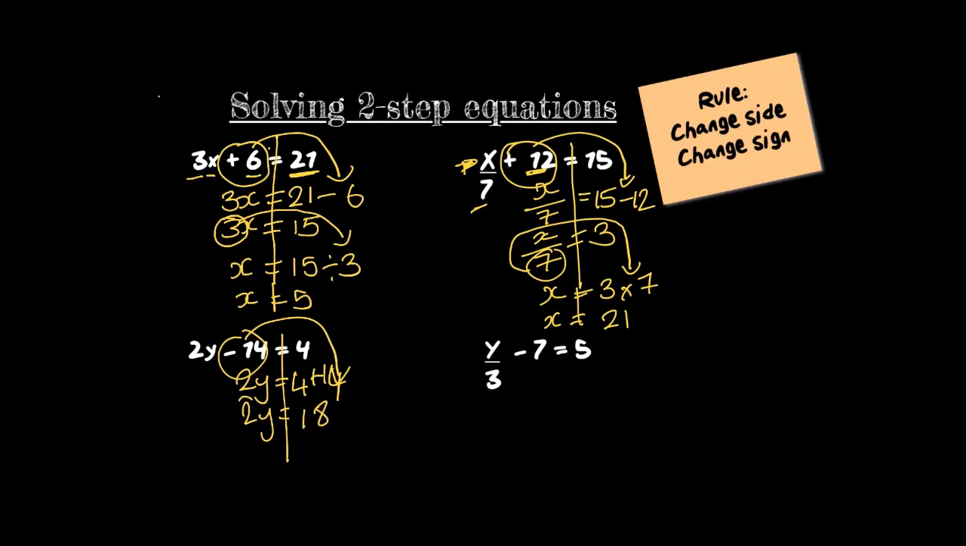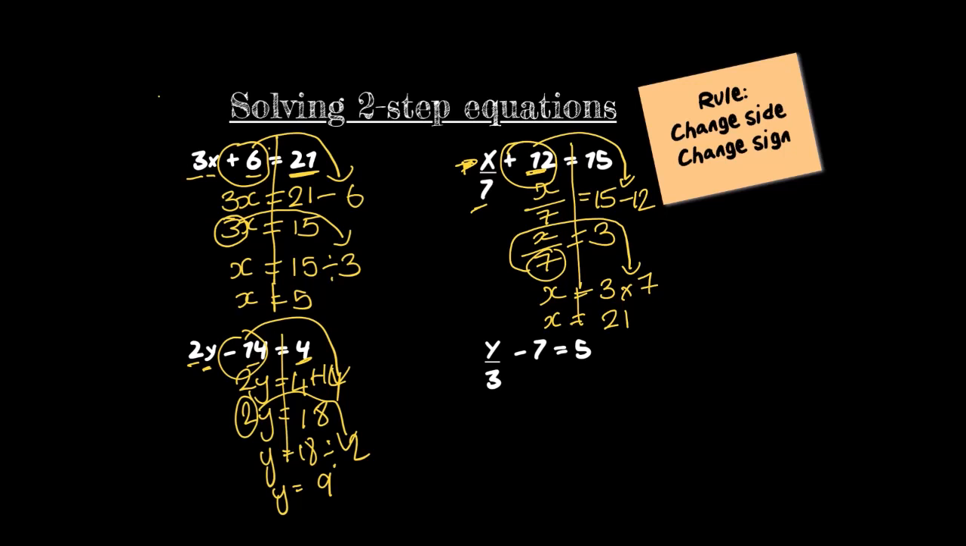And then we're going to now move the 2 across. That's a multiply, so when we move to the other side, it becomes a divide. So y is equal to 18 divided by 2, which means that y is equal to 9, because 18 divided by 2 is 9. And you can check that. 2 lots of 9 is 18. Take away 14. 18 take away 14 is 4, so that is correct.